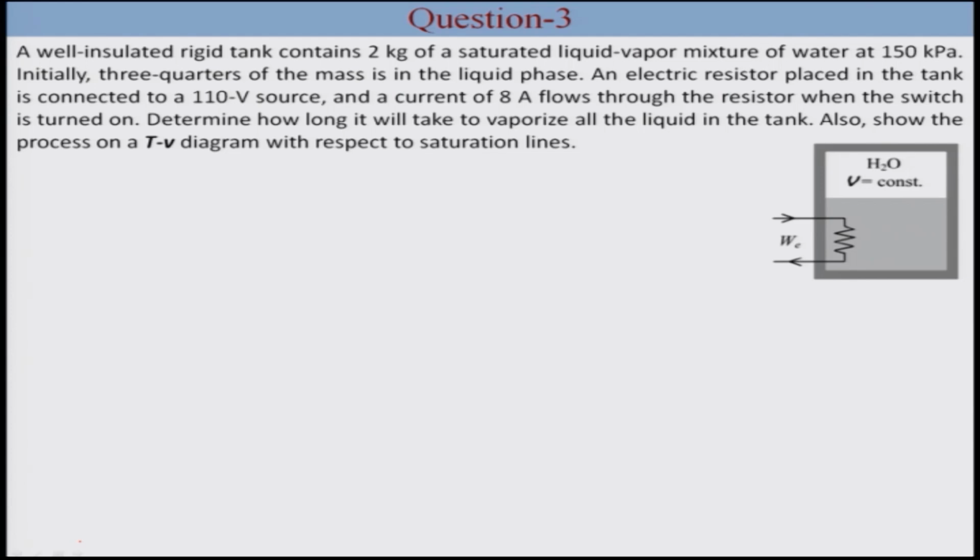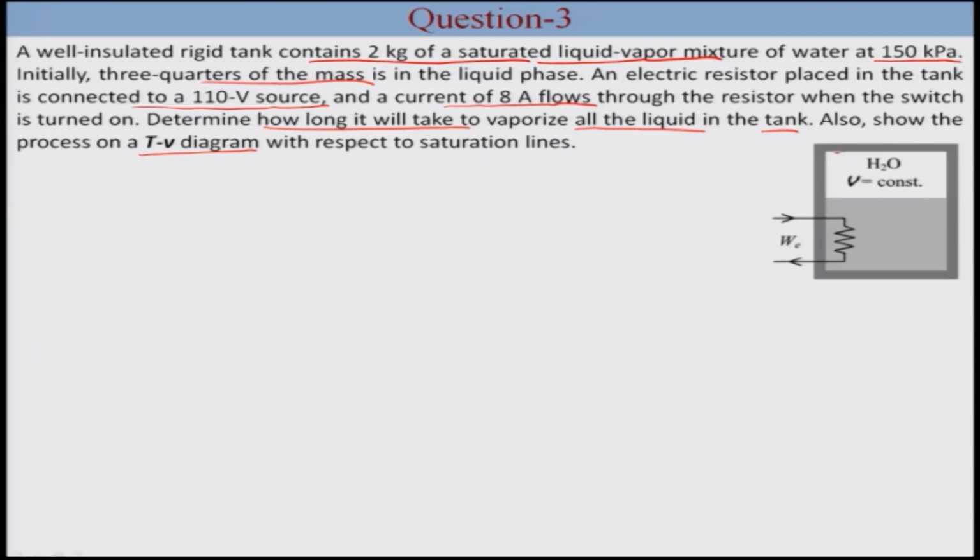A well insulated rigid tank contains 2 kg of saturated liquid-vapor mixture of water at 150 kilopascal. Initially, 3/4 of the mass is in the liquid phase. An electric resistor placed in the tank is connected to a 110 volt source, and a current of 8 ampere flows through the resistor when the switch is turned on. Determine how long it will take to vaporize all the liquid in the tank. Also show the process on a T-v diagram with respect to saturation lines.